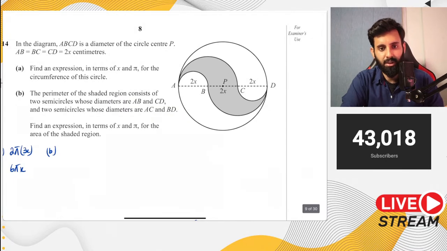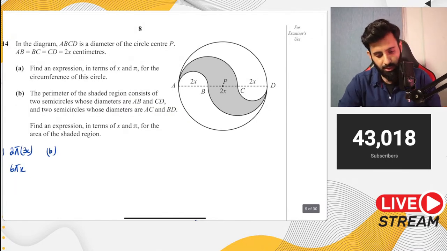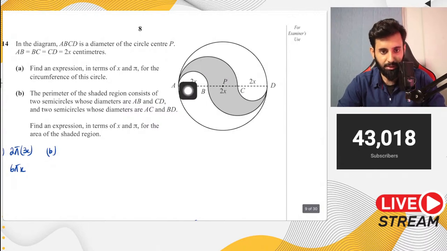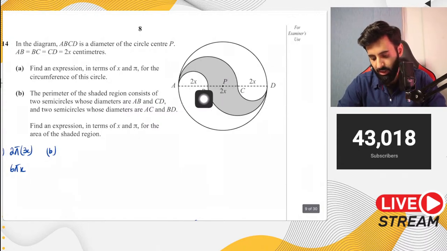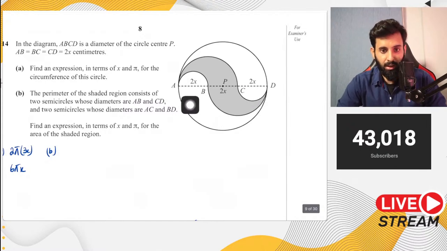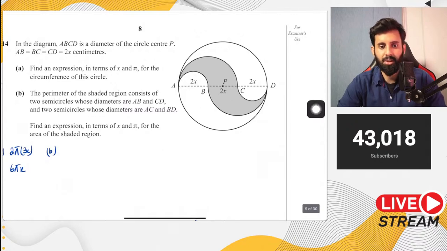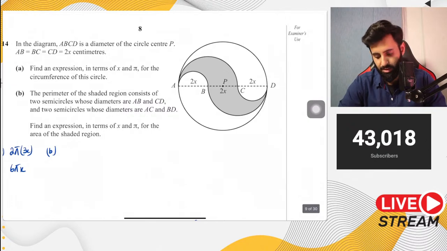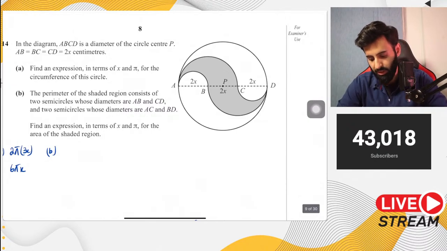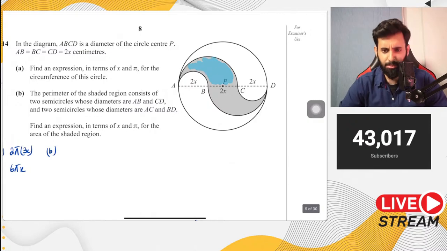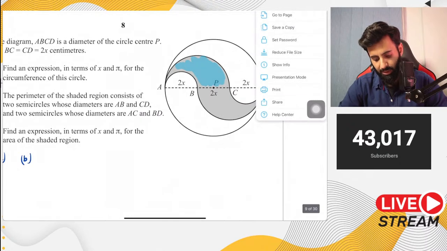Then it says the perimeter of the shaded region consists of two semicircles. All right. So you have two semicircles whose diameters are AB and CD. Okay. And two semicircles whose diameters are AC and BD. Theek hai, sahi hai. Now be careful. The question here is asking you to find an expression in terms of x for the area of the shaded region. Okay. So what we need to find out is basically the area of the shaded region. Now, if I can just find out the area of one shaded region and then simply multiply it by 2, that should be good enough, right? Okay, so that's exactly what I'm going to do.